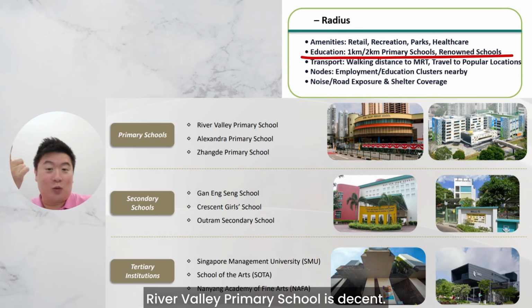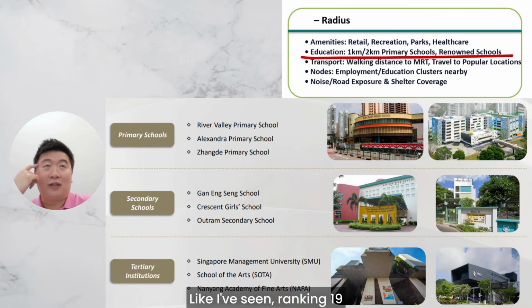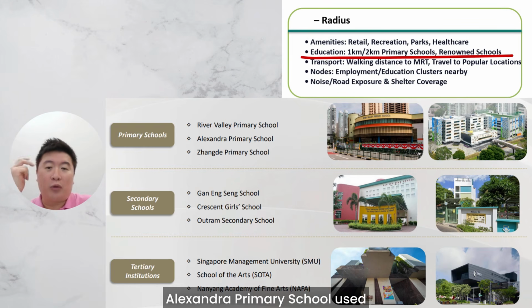River Valley Primary School is decent. I've seen it ranked 19 and at least in the top 30. Alexandra Primary School used to be good, but I heard a lot of feedback that ever since they changed the principal, it's been going downhill.